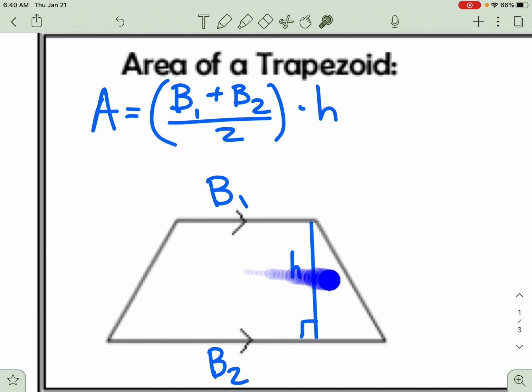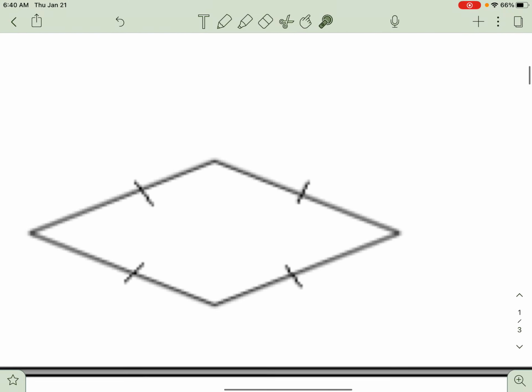So it's kind of like the mid-segment. Remember, we worked on the mid-segment before, where you go right down the middle? So that's basically what we're going to do, is we're going to find the mid-segment length, and then we multiply it by the total height. So it's an average of the two bases multiplied by how tall it is, okay?